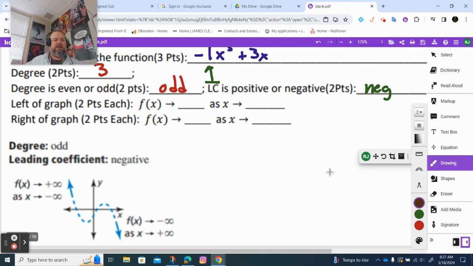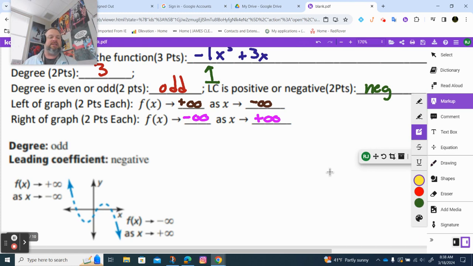So this is it. On the left, look, it's actually written: our f of x goes to positive infinity. You don't have to put the plus, but sometimes it helps. This goes to negative infinity as this goes to positive infinity. All right. Literally, the big thing about our lesson is this right here. That is the big thing about this part of the lesson today.